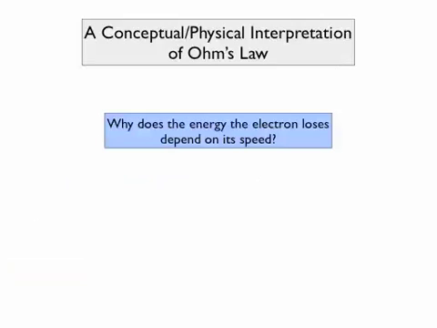Now you might be wondering, why does the energy that the electron loses depend on its speed? It seems very natural that it should depend on how difficult it is to travel through the resistor, but why exactly does it depend on the speed of the electron?